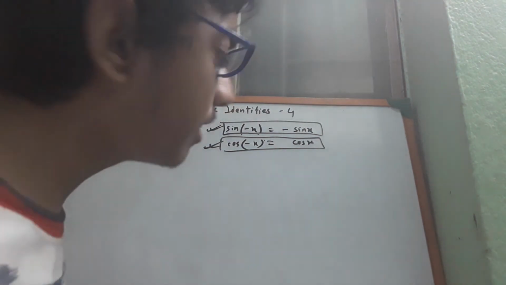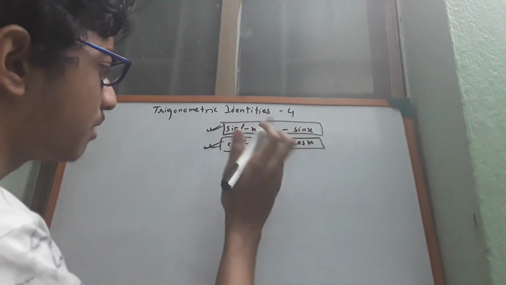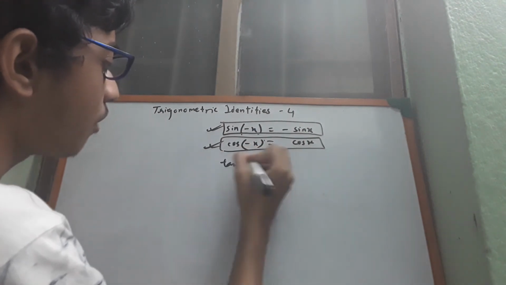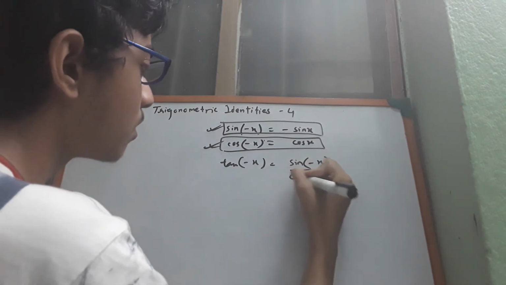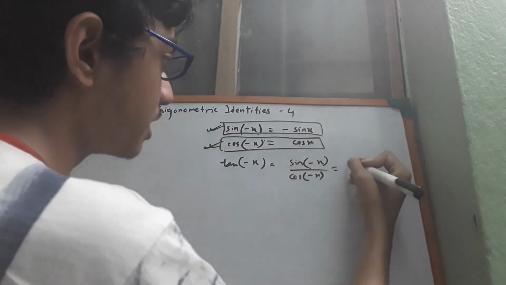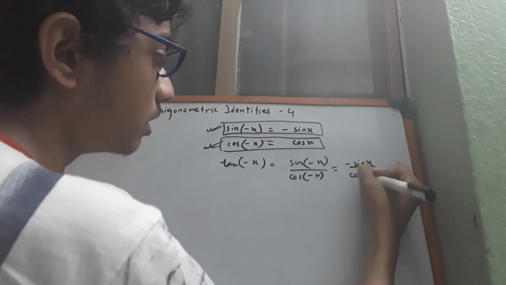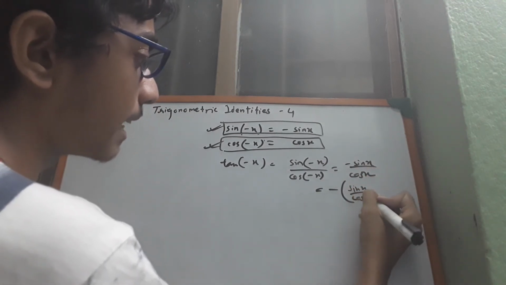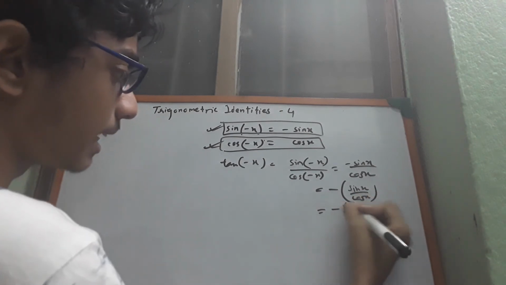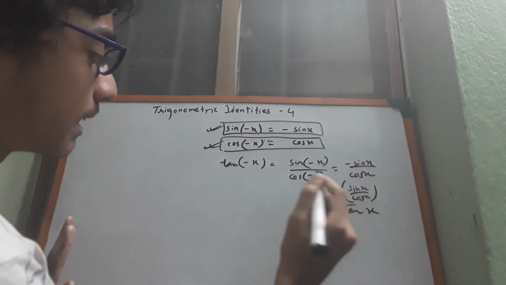Okay, now once we have come to it, it's really easy to derive the same thing for other identities. Tan of, let's say, minus x is gonna be sin of minus x over cos of minus x, which will just be minus sin x over cos x. So this will ultimately be negative sin x over cos x, but sin x over cos x is just tan x, so minus tan x. So tan of minus x is also minus tan x.